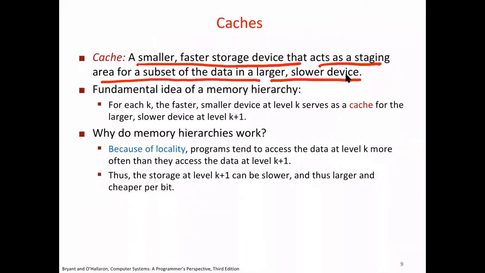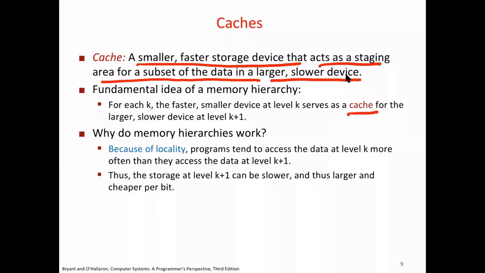that acts as a staging area for a subset of data in larger, slower devices. Essentially, we can think of cache as a mechanism wherein we bring in data from lower levels to higher levels. So the higher level serves as a cache for the lower level. When you use the word cache, it's not only between main memory and cache, it's between main memory and level 3 cache, level 3 to level 2, level 2 to level 1. So all this transfer that happens, we say we're caching the data from lower level to higher level.